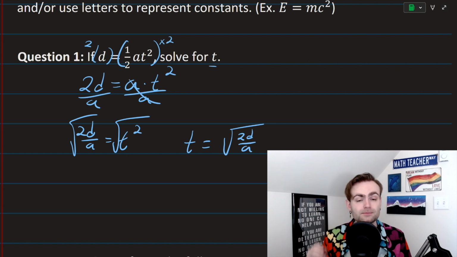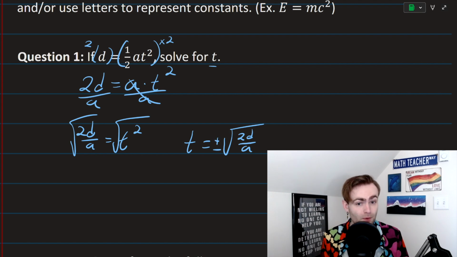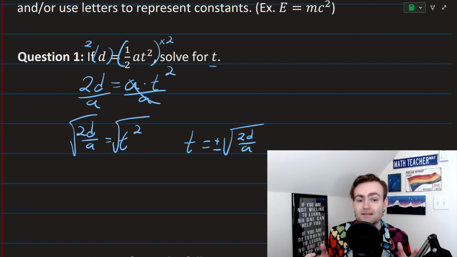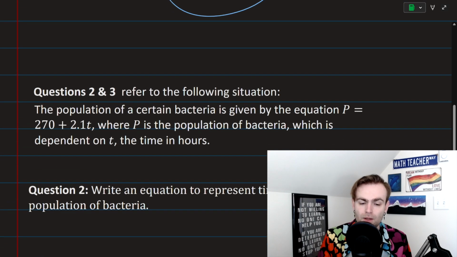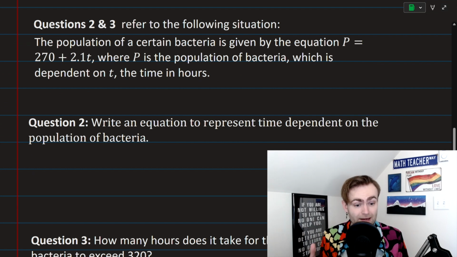Now remember, because we introduced the square root, we're going to put a plus or minus. Now, depending on if your formula is talking about a real life phenomenon or not might determine that maybe we don't need the plus or minus. For example, if I'm talking about time, in which an object is being launched or falling, I probably wouldn't include negative time. But because we don't have a situation for this specific literal equation, I'm going to put the plus and minus. So there we go.